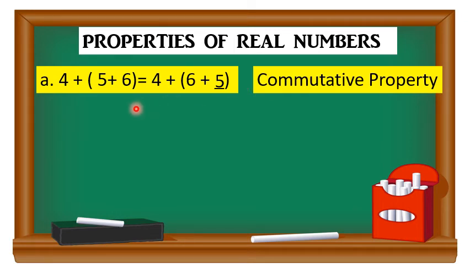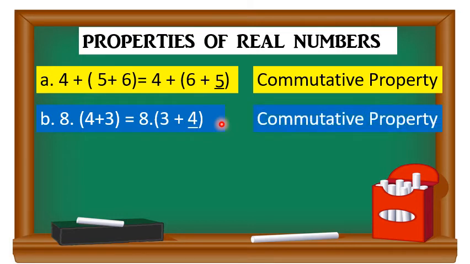Okay, let's have letter B. 8 times quantity 4 plus 3 equals 8 times quantity 3 plus, unsay kulang? What is missing term? It is 4. So, what did you observe sa naka-quantity, class? Gibaylo lang ang position ni 3 and ni 4. So, therefore, unsay tawag ang gibaylo-baylo? It is commutative property. Okay, nasabtan?